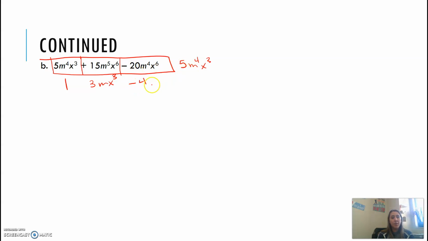I don't need to write anything down for the m. I get x to the third. And so then my final answer is 5m to the fourth x to the third times, and then we could just put 1 plus 3m x cubed minus 4x cubed.